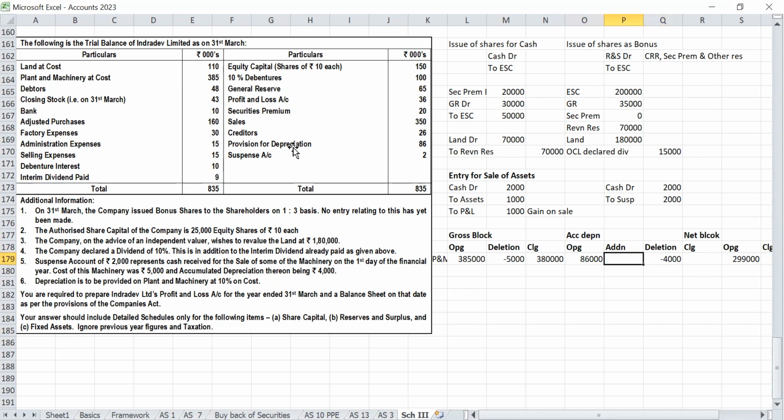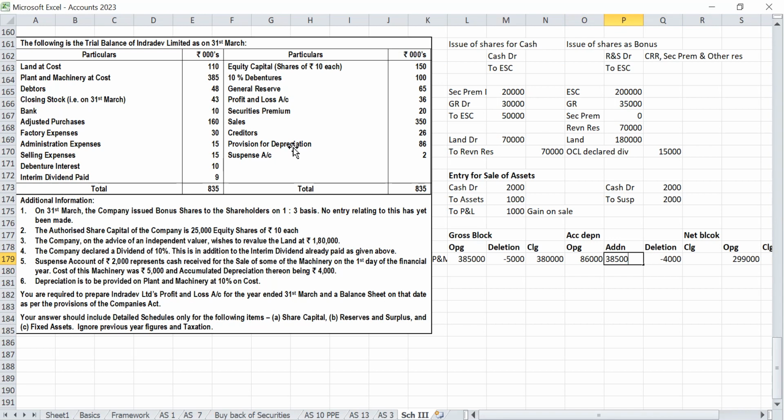Current year additionally you should provide depreciation. How much? Sixth point. Depreciation is to be provided on plant and machinery at 10% on cost. So 38,500. Yes, sir. 3,85,000 into 10%.